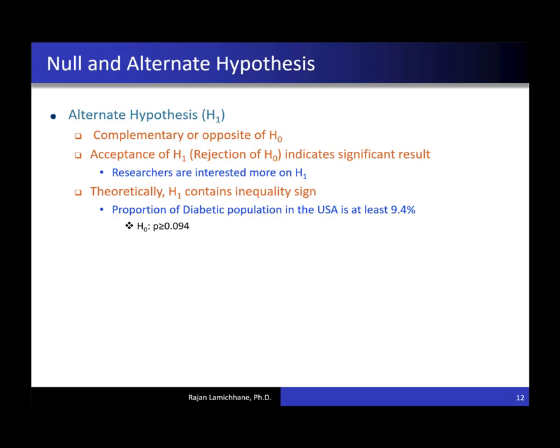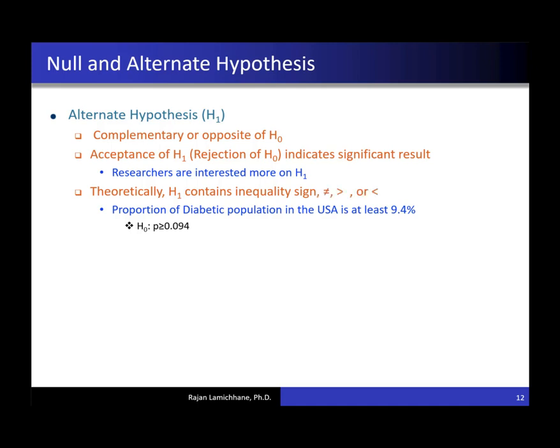Alternate hypothesis is the complementary or opposite to the null hypothesis. And remember that null and alternate hypotheses should not overlap; they must be non-overlapping parts. When you reject the null hypothesis, it means you are accepting the alternate hypothesis. Similarly, if you fail to reject the null, it means you are rejecting the alternate hypothesis. And as I already mentioned, the result is significant when you reject the null. It means researchers are more interested in alternate hypotheses. When you reject the null, it goes into the alternate.